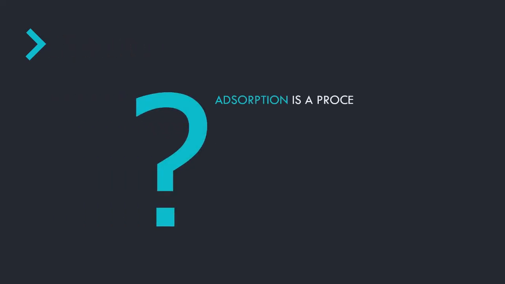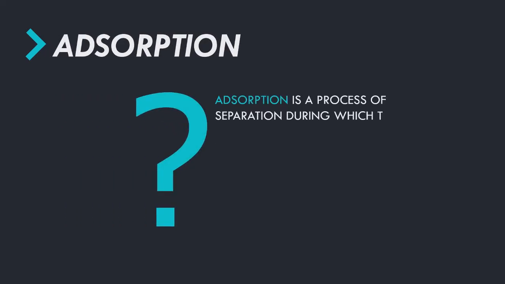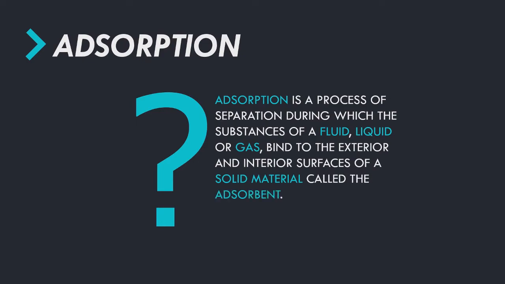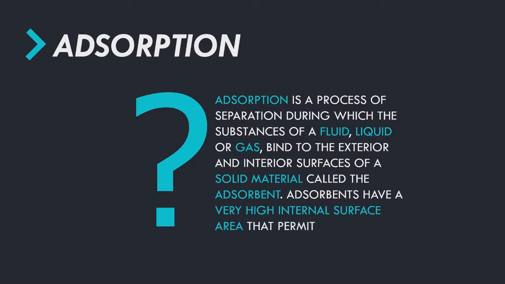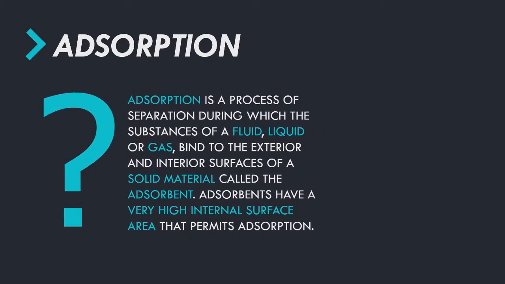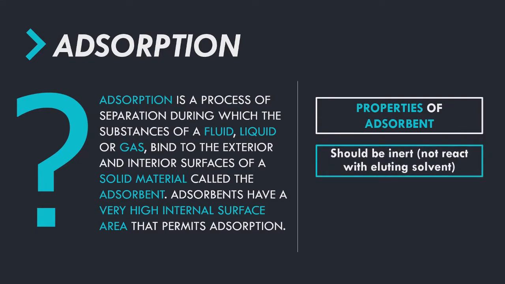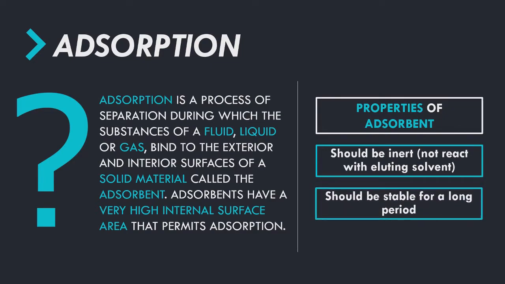Adsorption is a process of separation during which the substances of a fluid, liquid or gas, bind to the exterior and interior surfaces of a solid material called the adsorbent. Adsorbents have a very high internal surface area that permits adsorption. The properties of an adsorbent are that it should be inert, which means it does not react with the eluting solvent, and it should be stable for a long period.